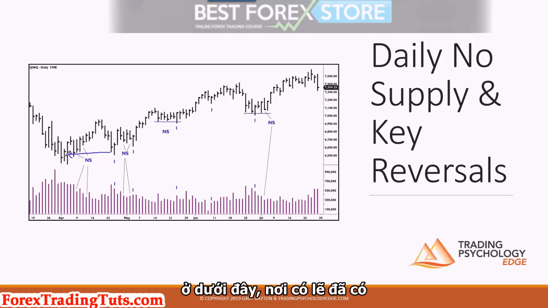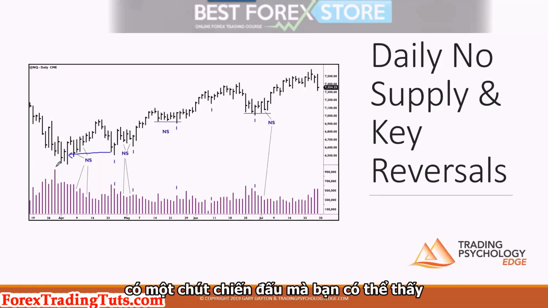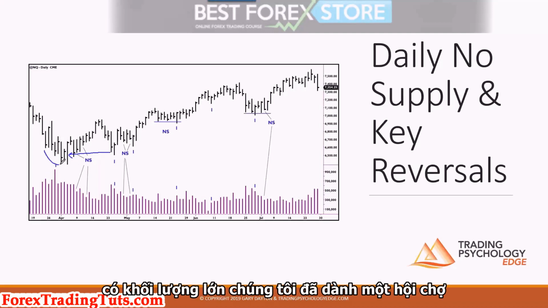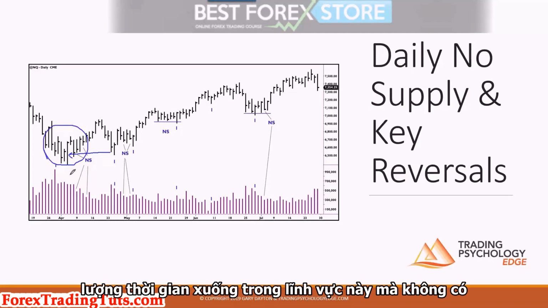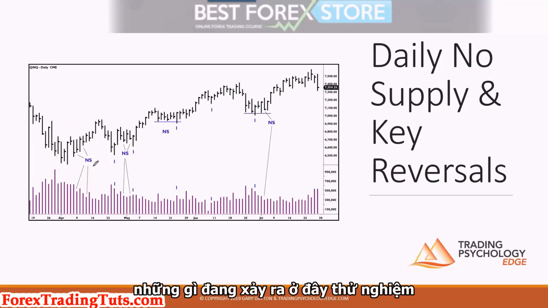down in here where presumably there was a little accumulation going on. So it's dipping back down to either accumulate more or, I should say, most likely, to test out, make sure there's no more supply down in that level. Because there was a bit of a fight. You can see there was high volume. We spent a fair amount of time down in this area without moving out of it. And so there's some buying that went on, and that's what's happening here, testing.